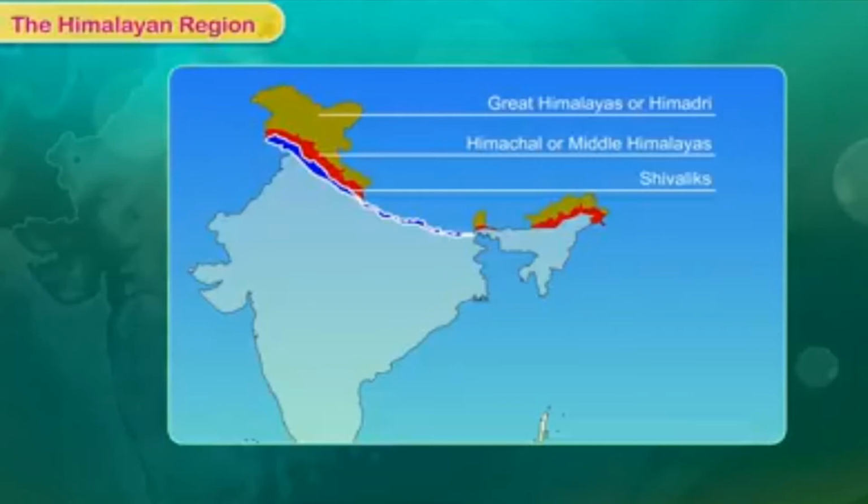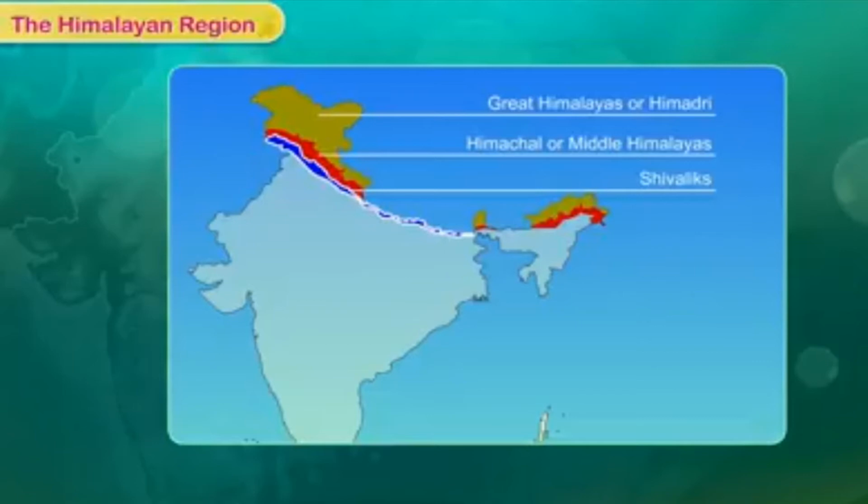Loftiest means top, highest. So the world's highest peak, the Everest, lies in the Himadri. So world's highest peak is Mount Everest, which lies in the Himadri in this region. So these high mountains have large glaciers which feed the Himalayan rivers.